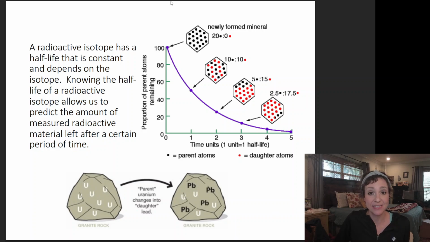Okay, so looking at this, I can see my original starting amount of my sample, 100% of it, is there. After one half-life, half of it has turned into red, et cetera, et cetera. Okay, so uranium is a highly radioactive substance, okay? So over time, it will change in some way to decay into, in this version, lead. And we can see that in rocks.